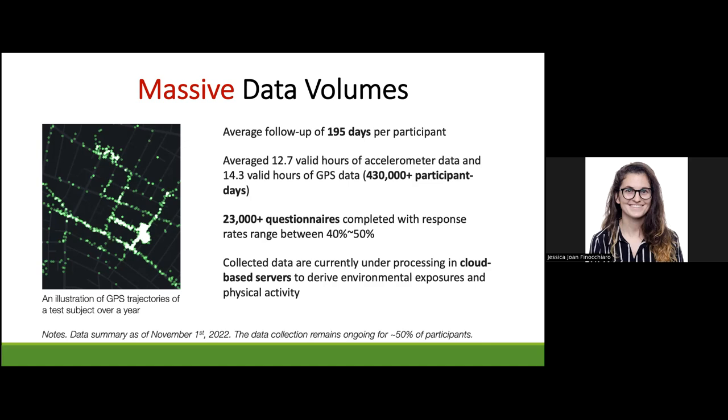So, and that's kind of the beauty of this type of sampling, is that we don't expect everyone to answer everything, right? You're busy, you're walking around, you're living your life, you might miss a questionnaire, but that's okay, right? We're just gonna see if we can get enough over a year.